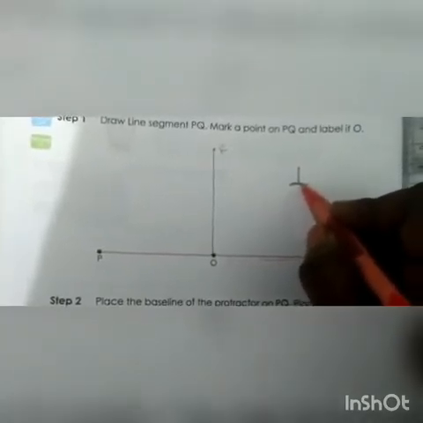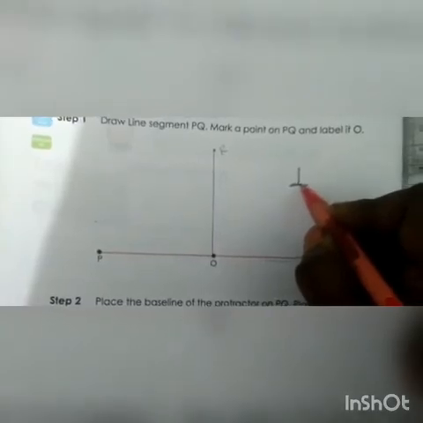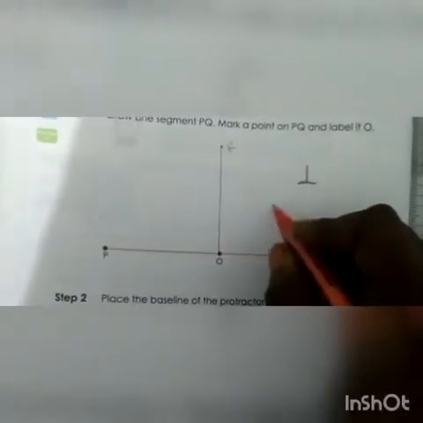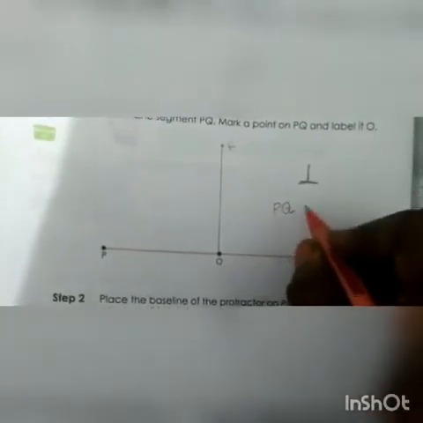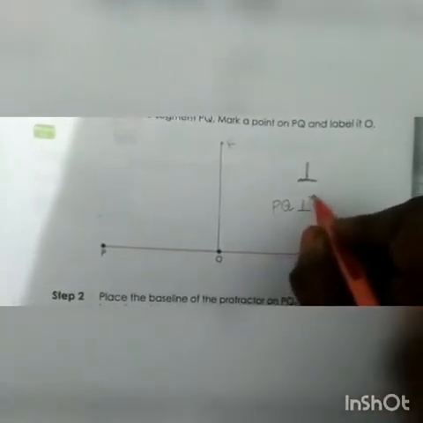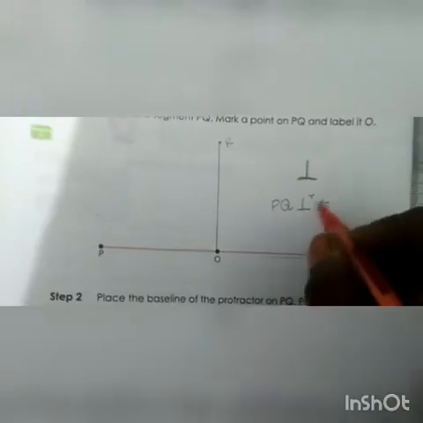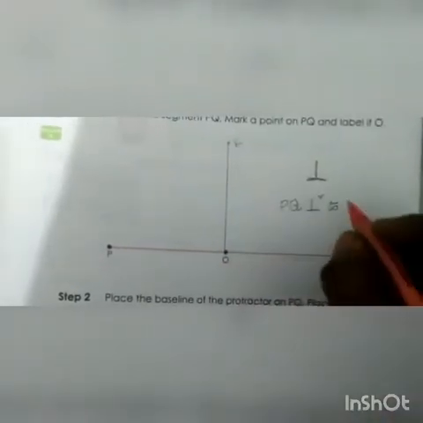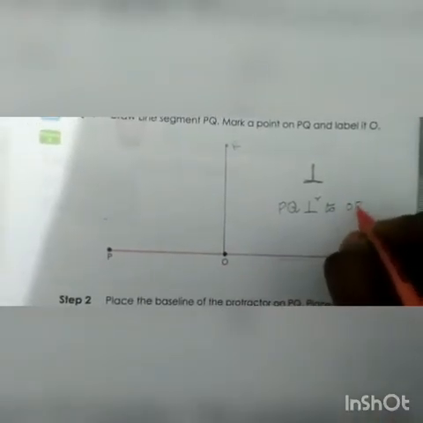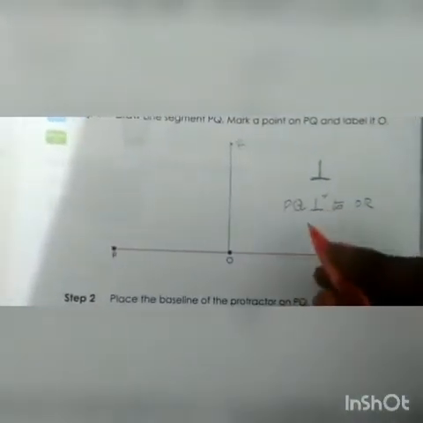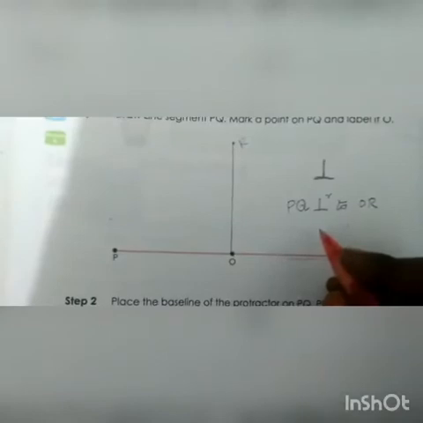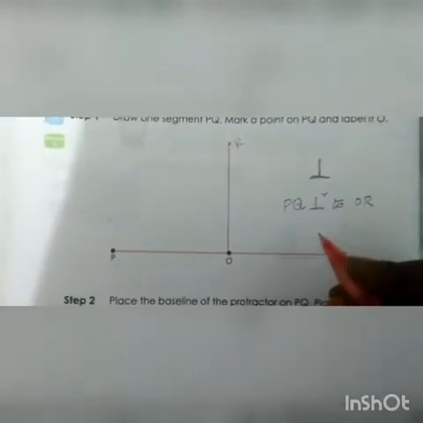Whenever we are writing two line segments as perpendicular, how to write it: PQ is perpendicular to OR. PQ is perpendicular to OR. So in this way we have to write the perpendicular line segment.